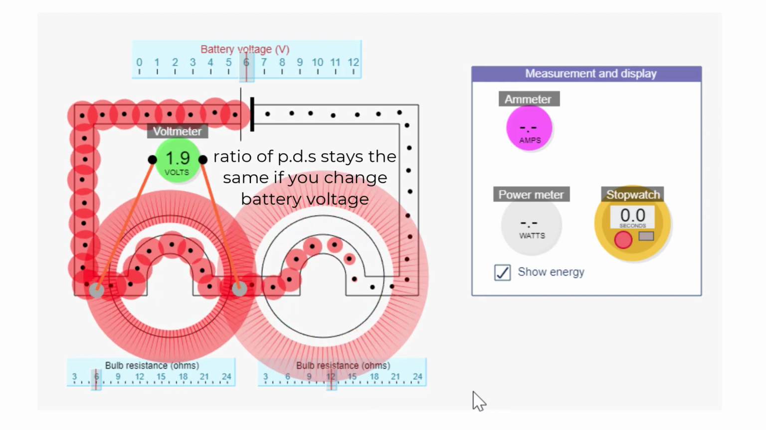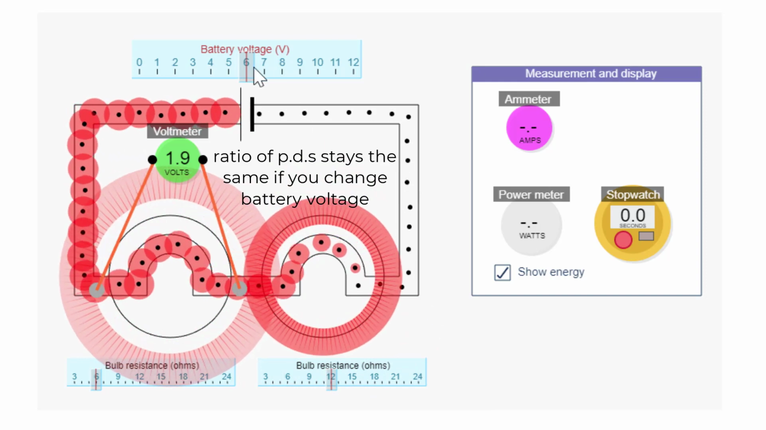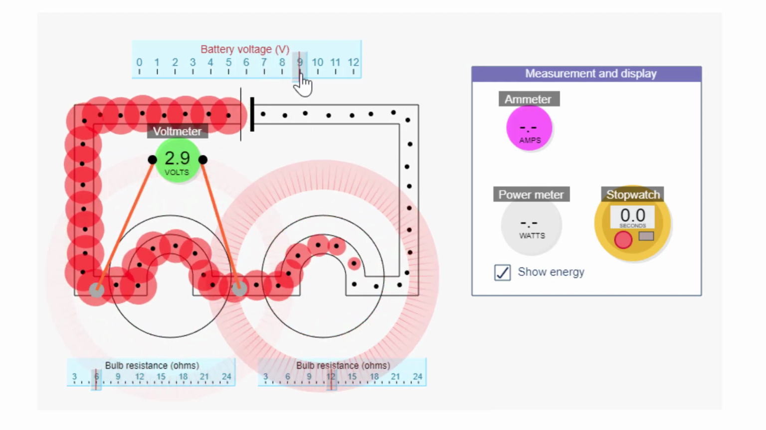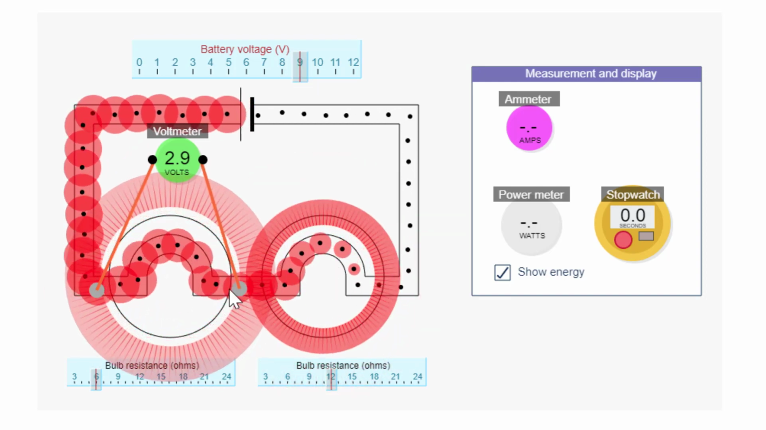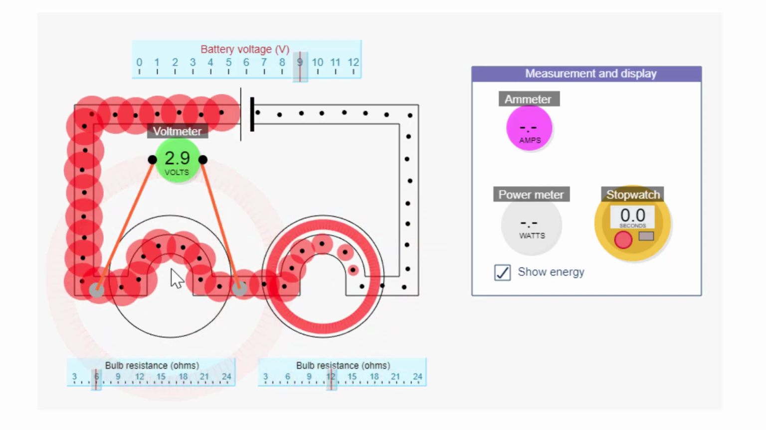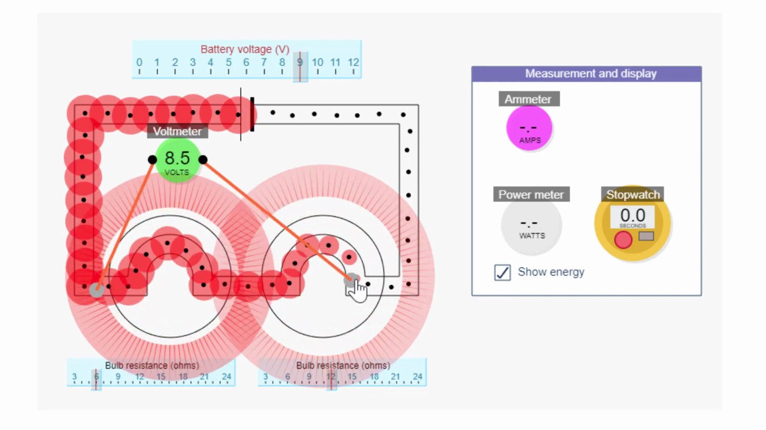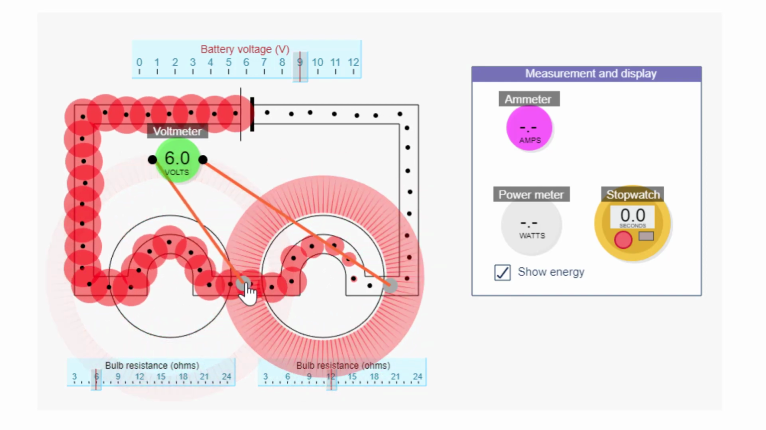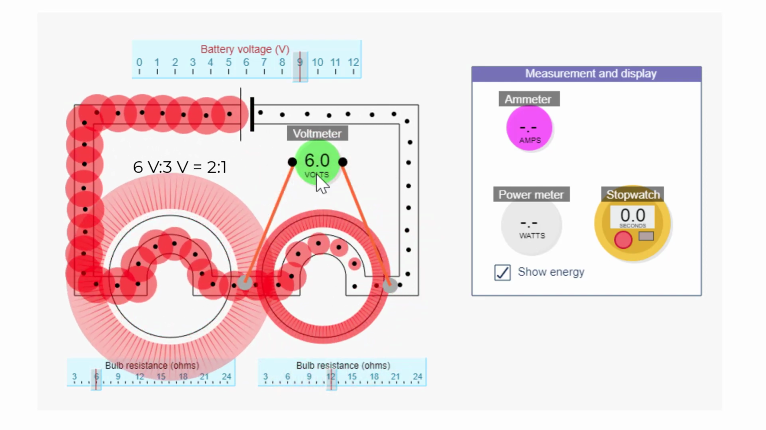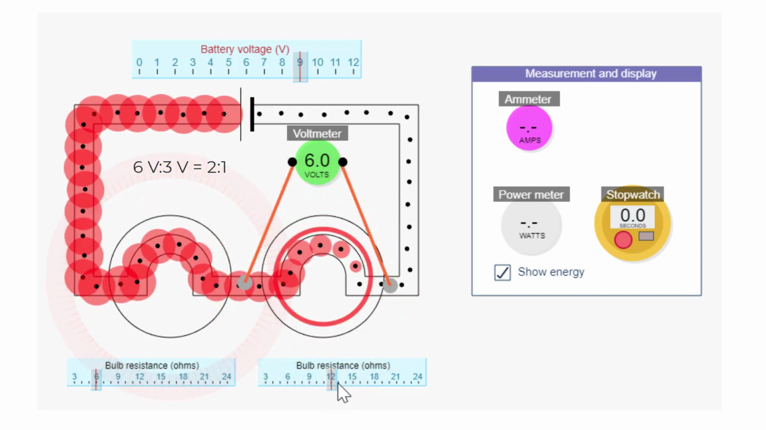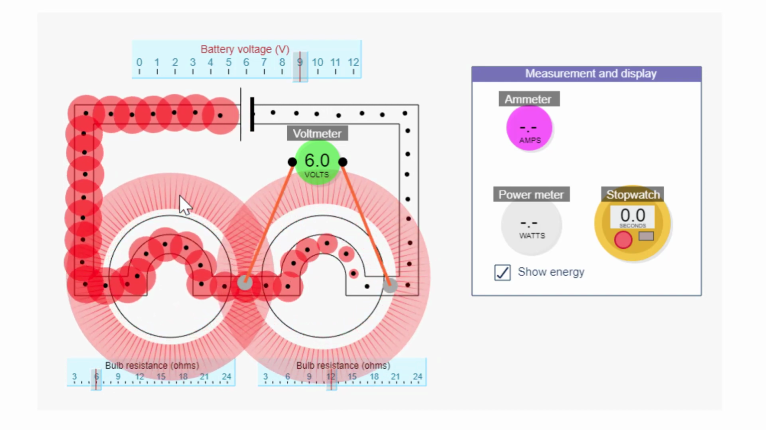This ratio of the PDs stays the same regardless of the battery voltage. So if you make the battery voltage 9 volts like this, then the ratio of the resistances is still the same, 2 to 1. So you'd expect the ratio of the PDs still to be the same, about 3 to 6. So 6 to 3 is the same as 2 to 1 again. Big resistance to small resistance, big PD to small PD, both 2 to 1.